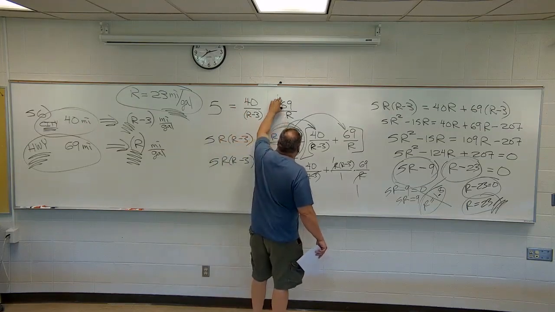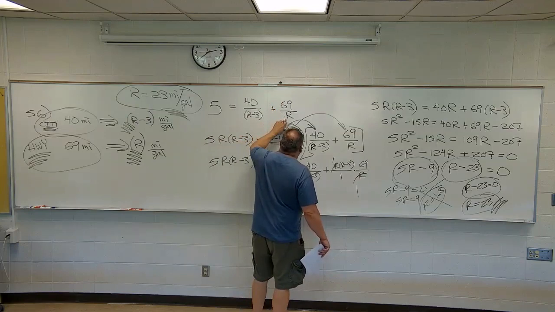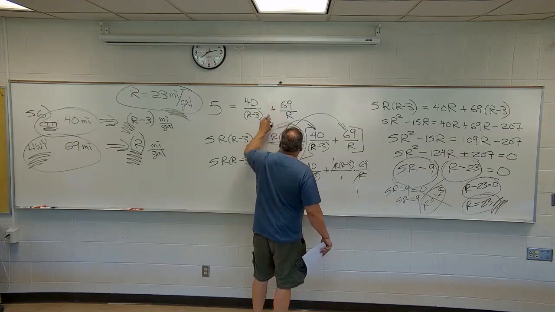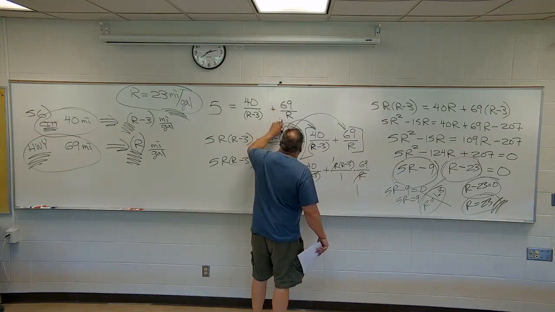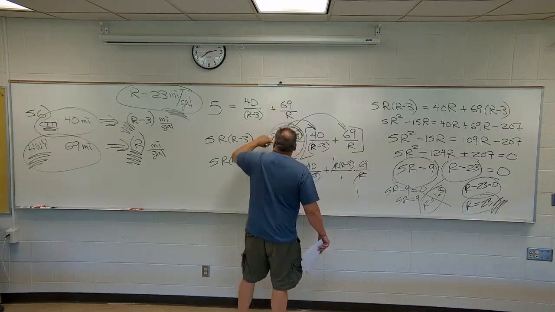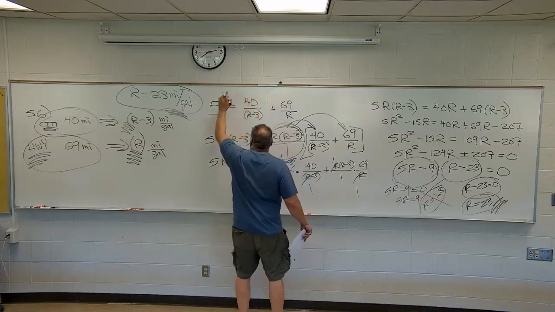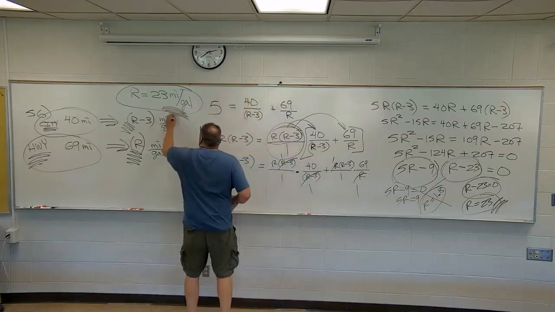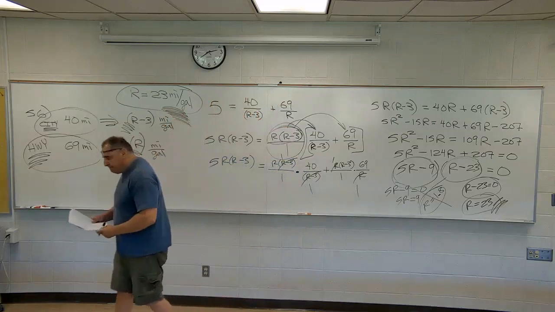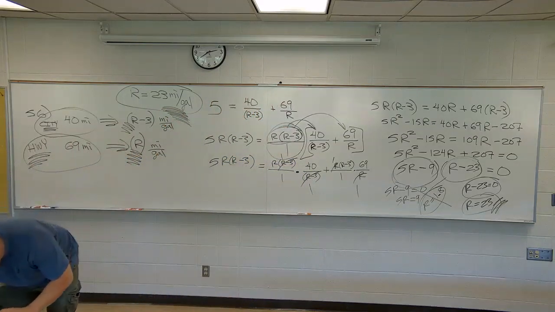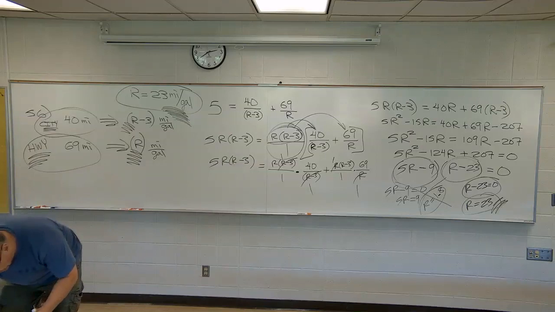69 divided by 23. 23 miles per gallon, 69 miles, you need 3 gallons. Remember, we said R was 23. R minus 3 was 23 minus 3, which is 20. 69 divided by 23 is 3 gallons. 40 divided by 20 is 2 gallons. 3 gallons and 2 gallons, 5 gallons. 23 miles per gallon. Absolutely it. Just confirm that, make sure they're agreeing with what we're doing.